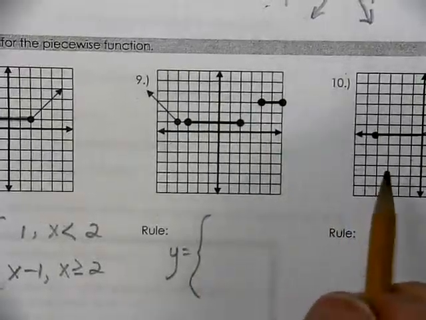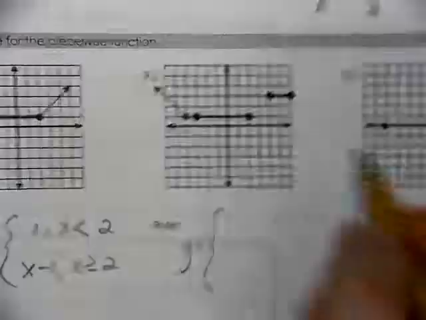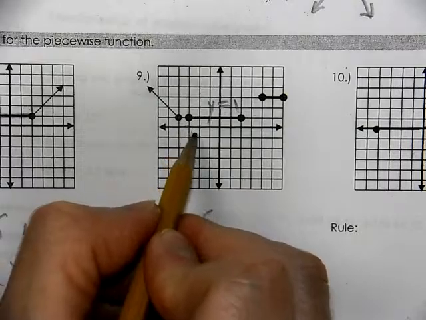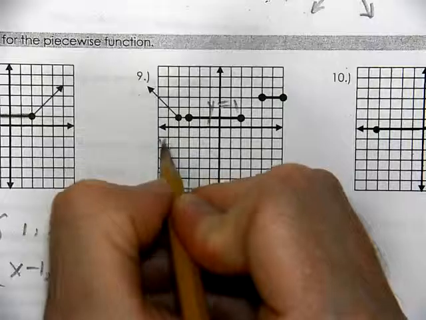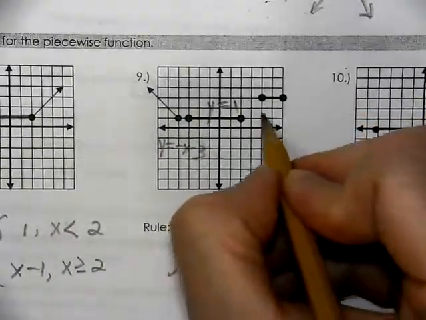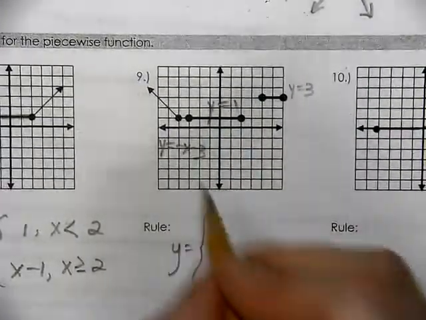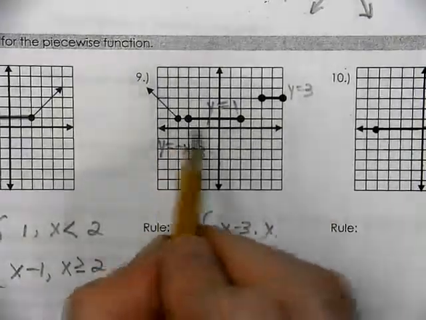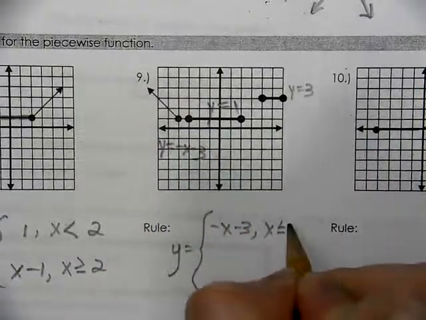It might help you first if you wrote the equation of each portion. This is y equals 1. This is a negative slope that crosses at negative 1, 2, 3. So y equals negative x minus 3. And this is up at 3. So if those are my equations, then I know I'm going to be at negative x minus 3 whenever x is 1, 2, 3, 4, less than or equal to negative 4.